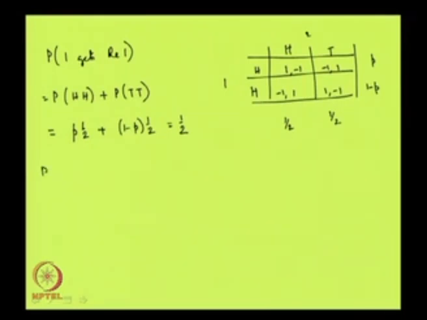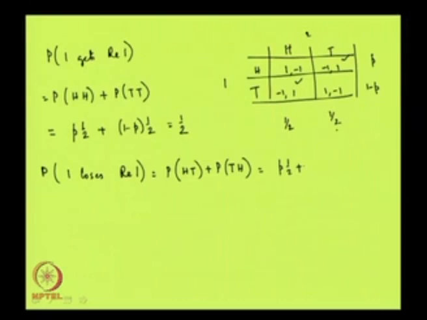And what is the probability that player 1 loses 1 rupee? Under two circumstances: if the result is HT, or if the result is TH, this or this. And again, like the logic before, what is the probability that HT is occurring? It is given by P multiplied by half, and this probability TH is 1 minus P multiplied by half. So, we have got half.